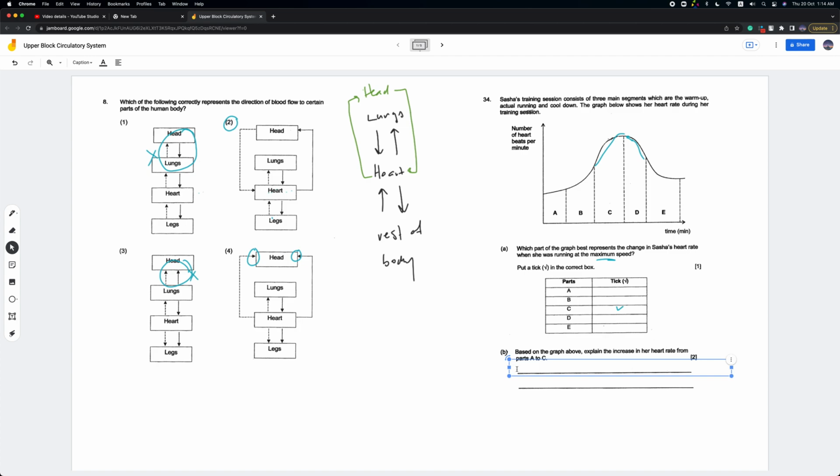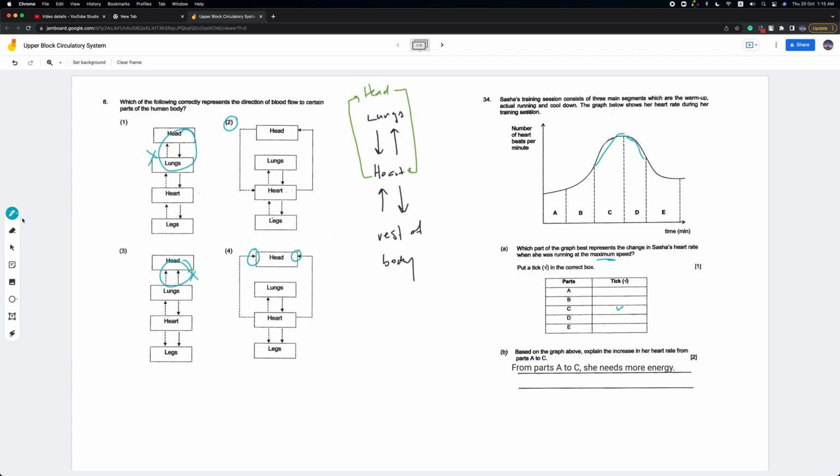Alright, so here we will say explain the increase in heart rate from parts A to C. So we will say from parts A to C, she needs more energy. Okay, so we do a comparison. We need more energy. Why do we need to compare? Because it's an increase in heart rate.